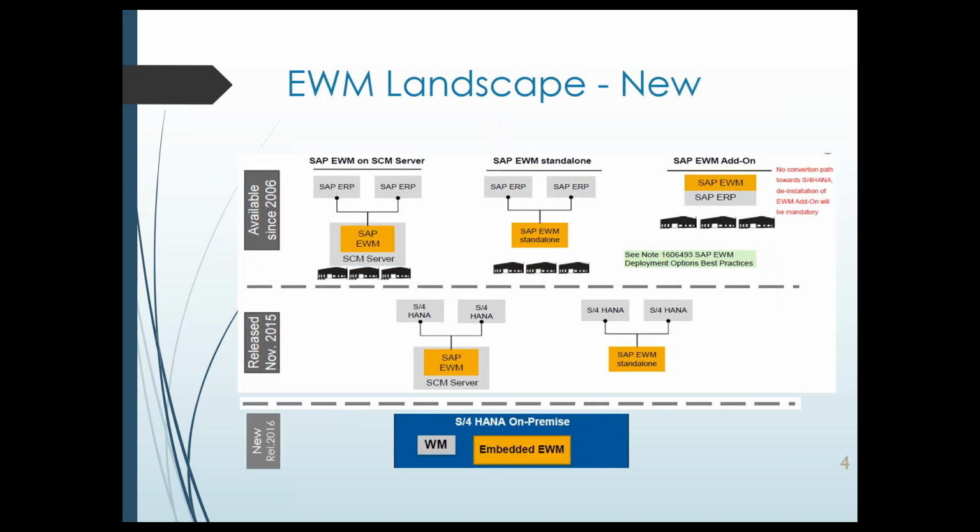EWM came into availability in S4 from 2016. It means from the 1610 version, we had EWM and WM in the same landscape, in the embedded one. You got it? And from 2016, we have had a new release each year, 2017, 18, 19, and 2020 also had a new release, which is coming up in recent days. Earlier we had WM, but now that has been renamed stockroom management. You got it?